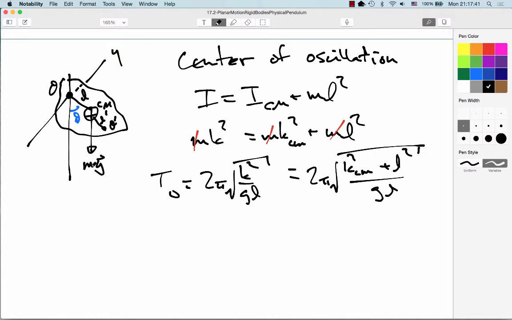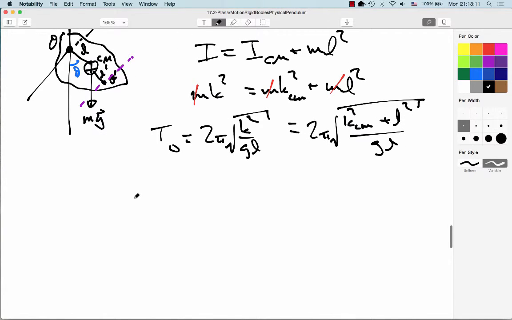Now, in this drawing here, what I'm saying is instead of choosing to pivot it about here, there will be some other point on the other side of the CM that I could choose to pivot it about instead and let it swing through a small angle. And the period would be the same. So we call that point O prime the center of oscillation for O. So we'll go ahead and demand that they be equal. So we'll demand T_O equal T_O prime.